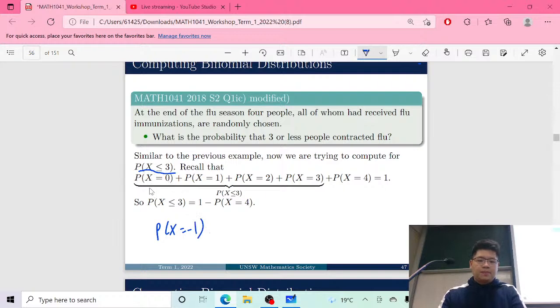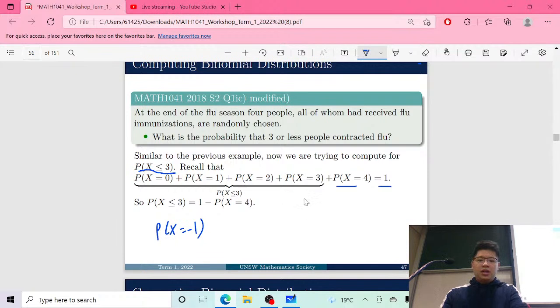So you would have the sum of all these different terms here, plus x equals 4, is equal to 1. Because if you remember, the definition of probability is that the sum of all the possible cases is always going to be equal to 1. And in this case, because you have 4 different people, you have 5 different possible outcomes here. So the sum of all the possible outcomes will always be equal to 1.